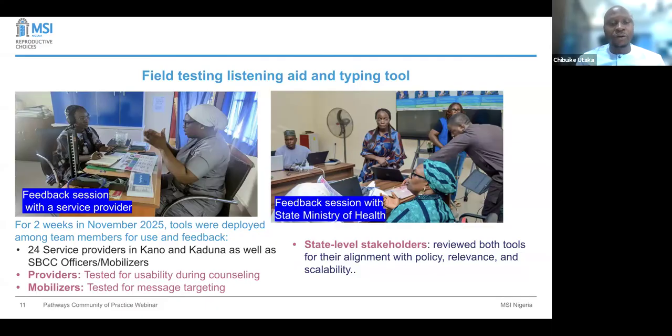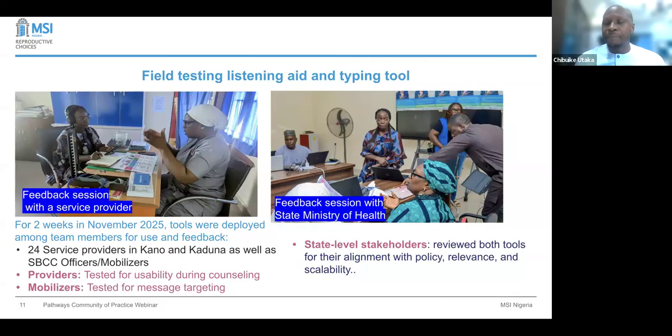What we wanted to find out for the providers was to test the usability of the tools during counseling, to find out if the tool meets their expectations, if it is relevant to them, and how much it helps alongside the existing job aids they have. And for the mobilizers, we were testing how it helped them with message targeting, to speak directly to the people they have found in the communities.